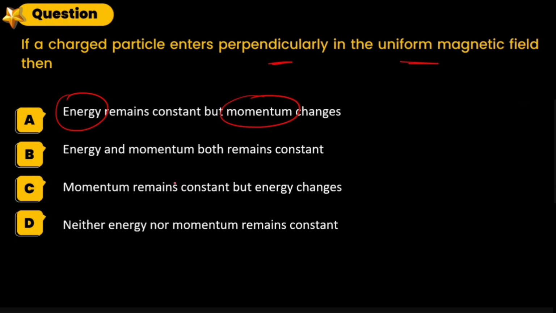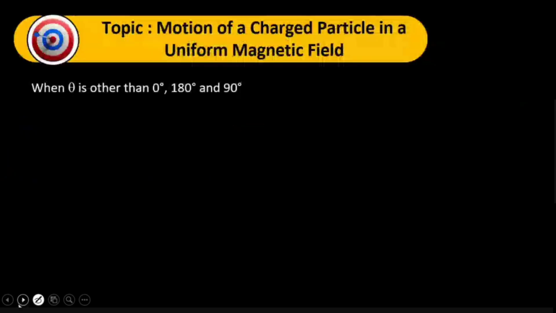So whenever a charged particle enters into the uniform magnetic field, the energy must be constant, whereas the momentum is something which also remains constant. So we can say option B should be correct. So this is something you can remember in order to solve the problem. And again, once we are going into the course, we'll discuss these terms in detail if it is required.